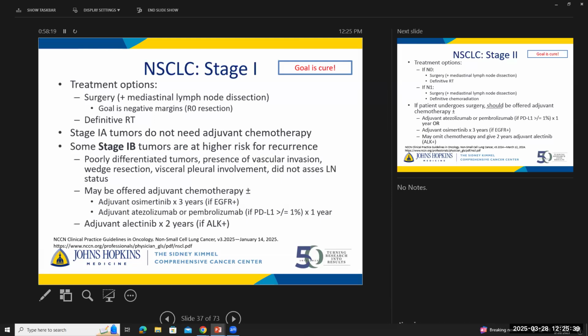The goal is to get negative margins, okay? That means that there is no cancer in any of the cells around where the cut was, okay?